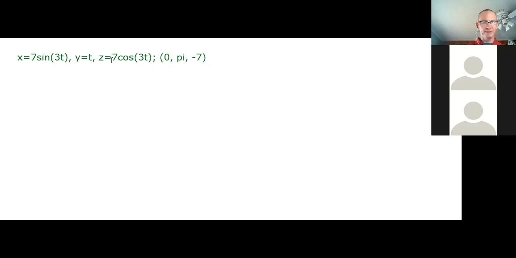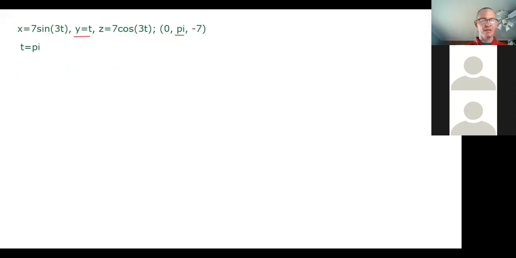Okay, so looking at this, the one that has your t in it will probably be your easiest one to deal with. Since it's t and the point has pi, we know that our t is going to equal pi. So at least we have that down. Now we need to find the normal and osculating planes. So we're going to have to find our unit tangent vector, our normal vector, and the binormal vector.